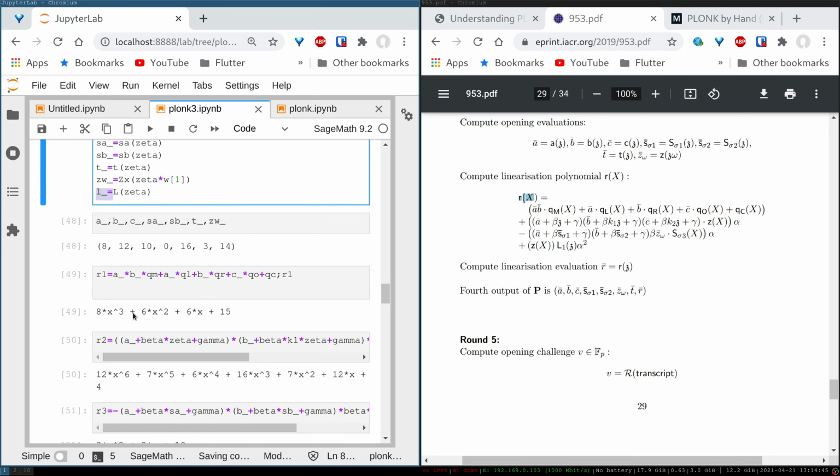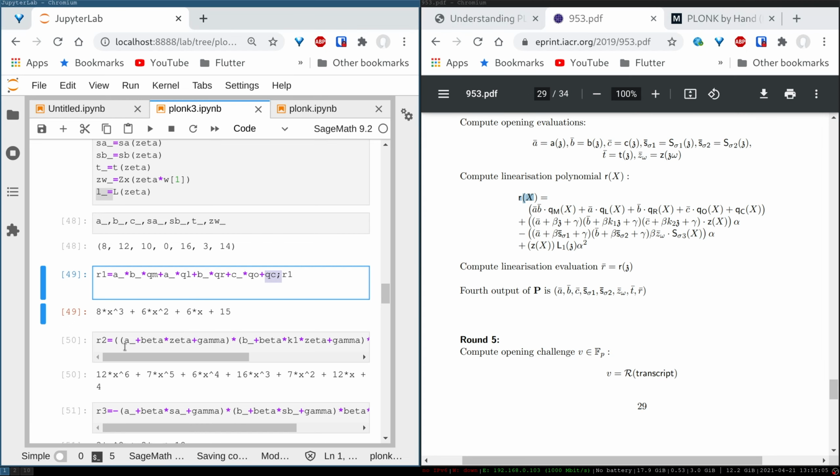So R is also, I'm going to break it down into 4 terms. The first term is A bar times B bar times QM plus A bar times QL plus B bar times QR plus C bar times QO plus QC. Right? So that's the first line.